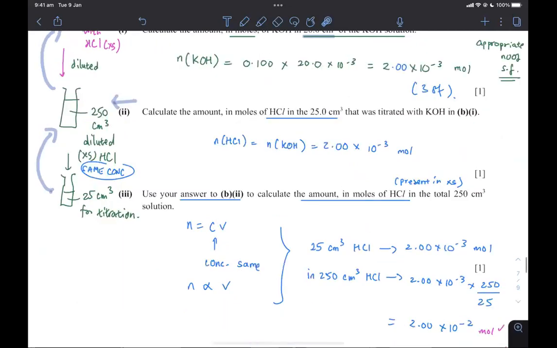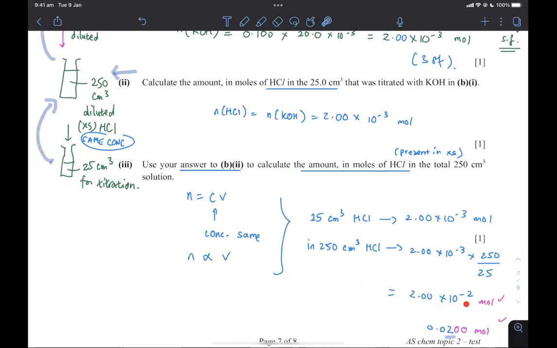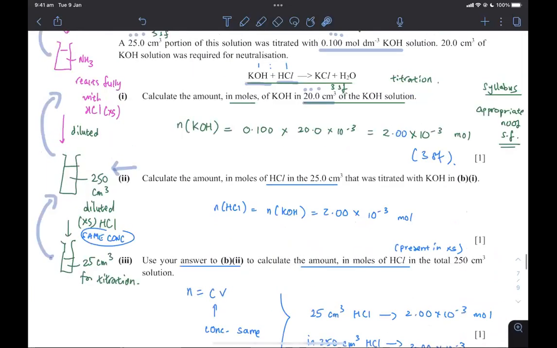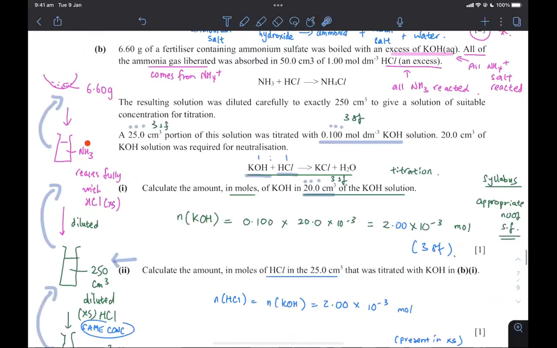You have 0.0200 or this much more. But you know how much acid you put in. So how much acid you put in minus how much acid remaining would be how much acid actually reacted with the NH3. This is reacted with the NH3 because we put in this much. This is what you put in. It's in excess.